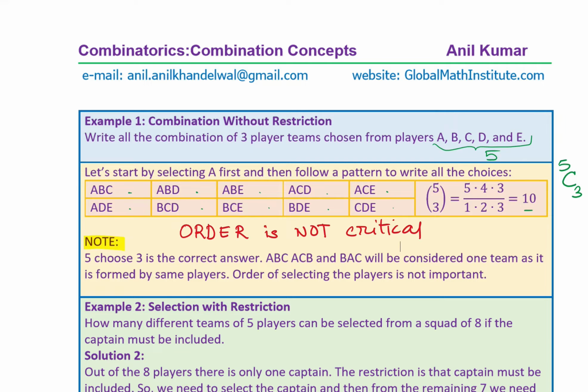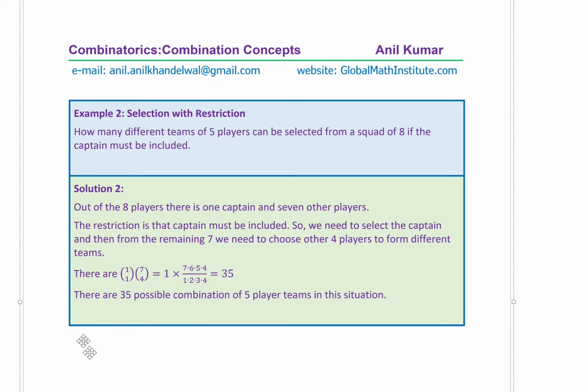Okay, write down your answer and then you can check with my solution. So let's take up this solution now. Example 2, right? Now in example 2, let's read the statement once again. How many different teams of 5 players can be selected from a squad of 8 if the captain must be included?